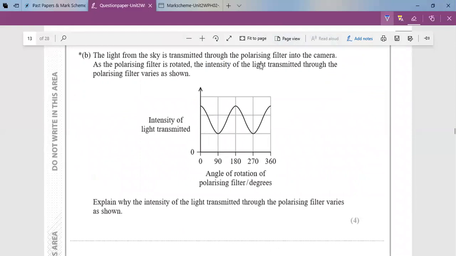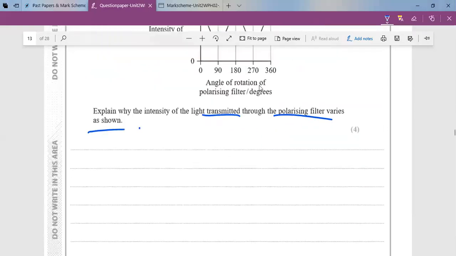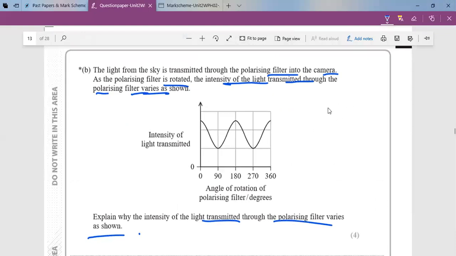The light from the sky is transmitted through the polarizing filter in the camera. As the polarizing filter is rotated, the intensity of the transmitted light varies as shown over here. Intensity decreases when it is rotated to 90 degrees. When it is rotated to 180 degrees, it increases. Then at 270 it decreases, then at 360 it increases. Explain why the intensity of the light transmitted through the filter varies as shown. What happens is that when this filter is rotated by 90 degrees, it starts absorbing light. It starts blocking the light because it's a filter, right? Actually, think of it this way. This is your filter's plane. For instance, this is the plane of the filter, and the plane polarized light.